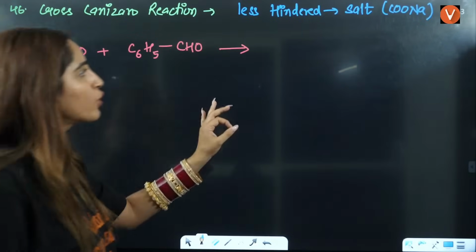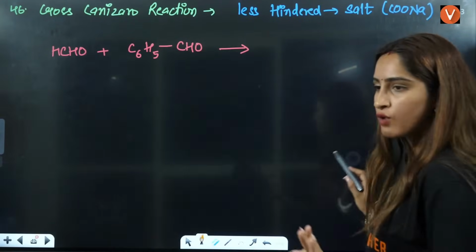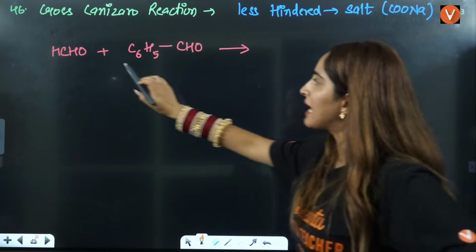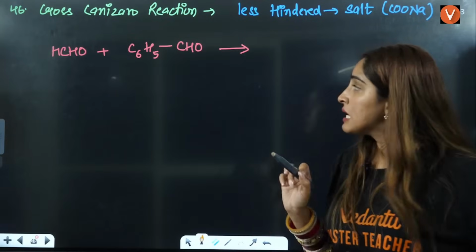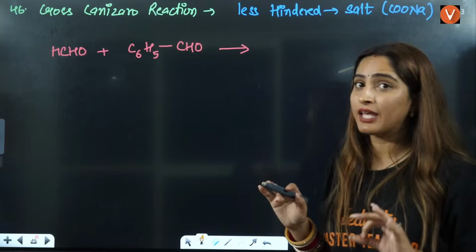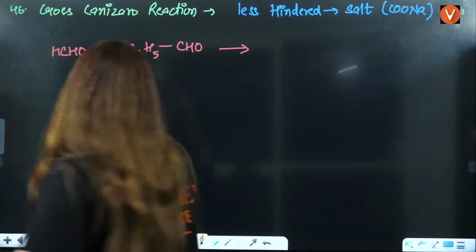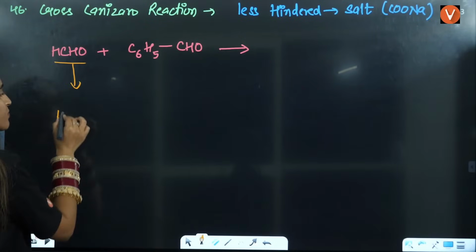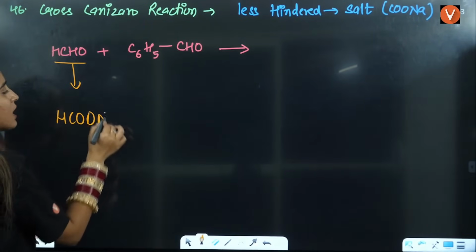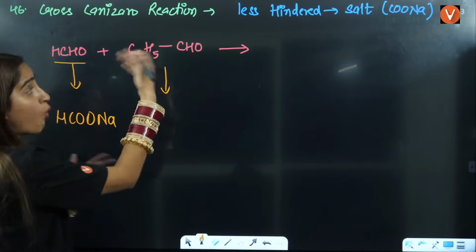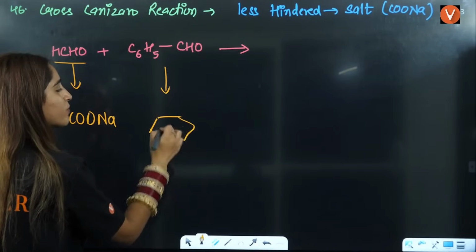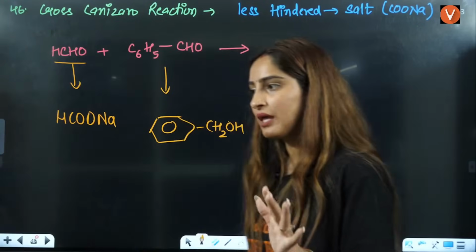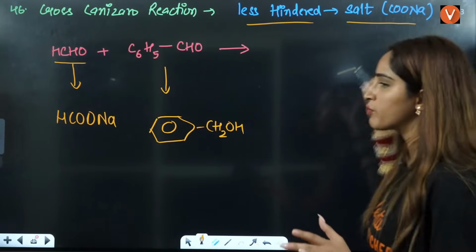In cross Cannizzaro, what is going to happen? In cross Cannizzaro, there is less hindered. Very important. "Ma'am, in cross Cannizzaro, you have different products, right?" So in cross Cannizzaro, you have to take care of one thing, that here, the one which is less hindered will make the salt. So this is less hindered, so this is going to make the salt, that is HCOONa. And this is more hindered, so that is why it is going to make the alcohol, that is CH3CH2OH, right? Okay, less hindered is always going to make the salt.